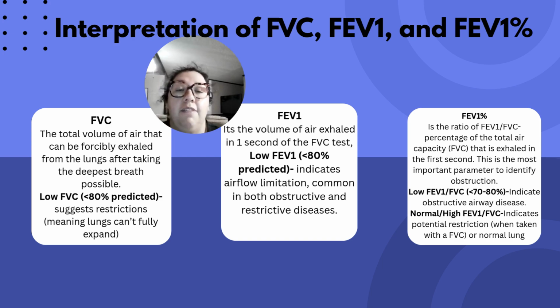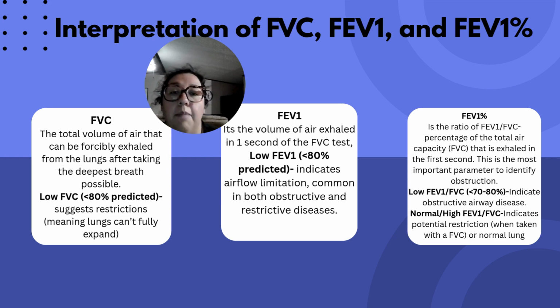Interpretation of FVC, FEV1, and FEV1%. Your FVC, which is your forced vital capacity, is the total volume of air that can be forcefully exhaled from the lungs after taking the deepest breath possible. A normal range for an FVC would be 80% or greater than predicted. But if you have a low FVC, which would be under 80%, it suggests restriction, meaning your lungs can't fully expand.